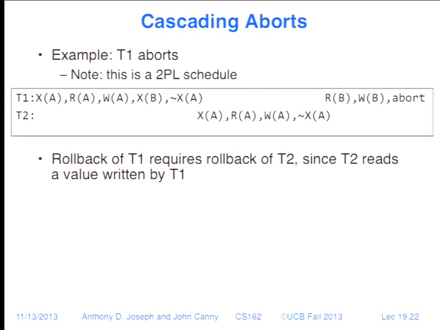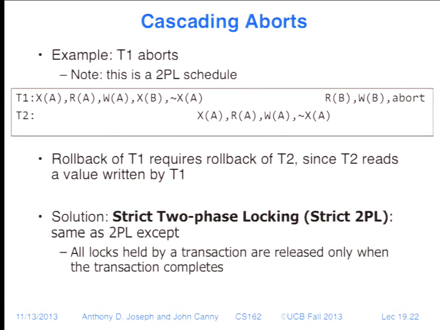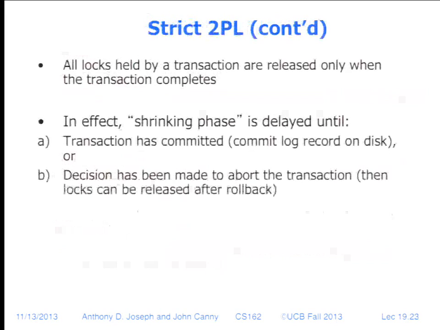And so T1 has to also roll back T2, because T2 read some of the state that was updated by T1. By using strict two-phase locking, all the locks held by the transaction are only released when the transaction completes. So in this case, T1 is going to hold those locks all the way up until it finishes or until it aborts. So T2 won't be able to begin and update the state.